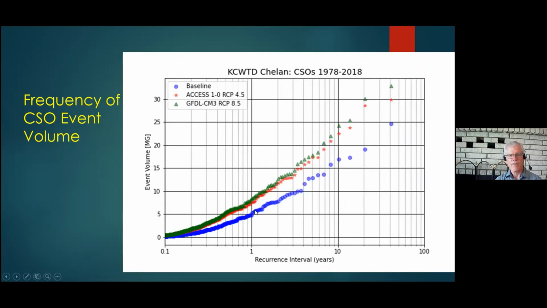We also noticed that the 2-year event right now is about 7.5. So what happens as a 2-year event, as far as CSO goes, will become about the 1-year event at the end of the century. And that relationship has held for several of the locations. You can also note that the 5-year event becomes the 2-year event if you're interested in larger events.